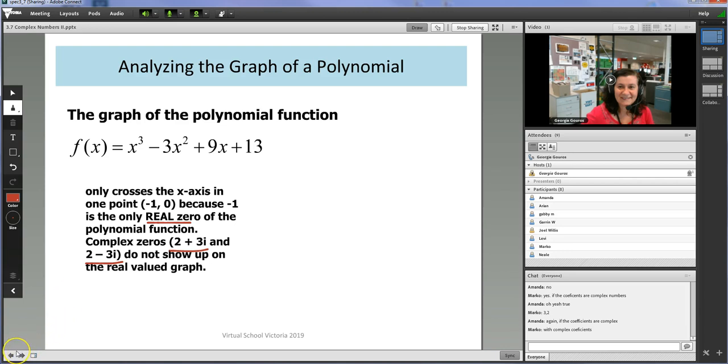What does it mean on an Argand plane? It means that you've got these roots here: you've got -1, then 2 plus 3i, one's over here, and one's down there, 2 minus 3i.